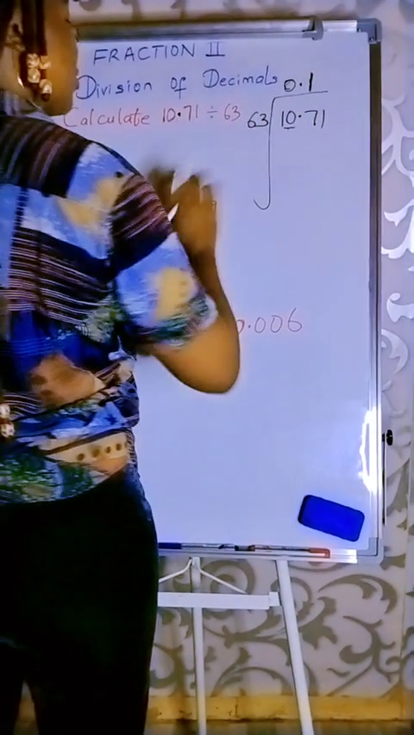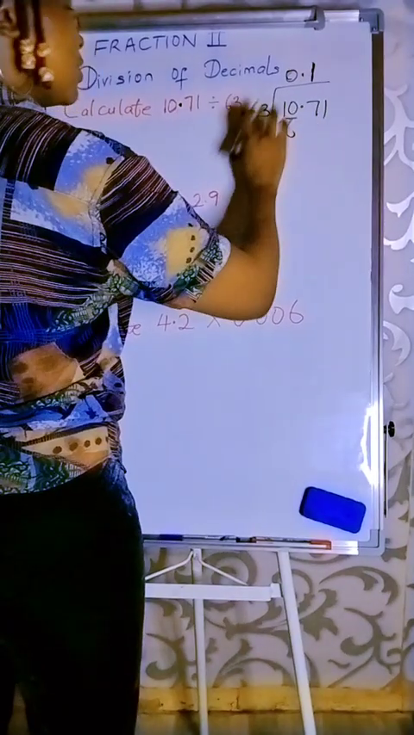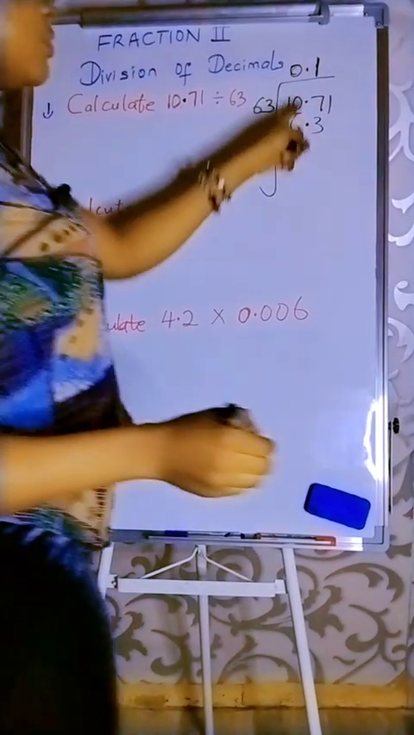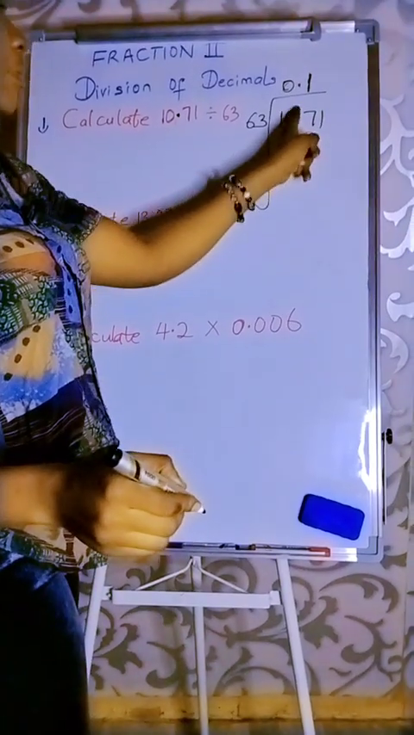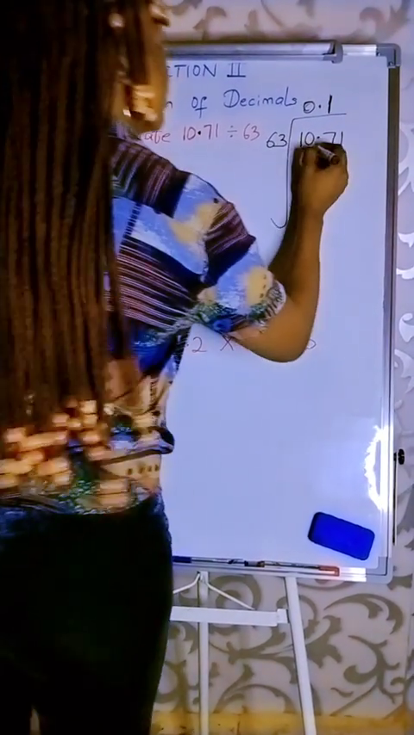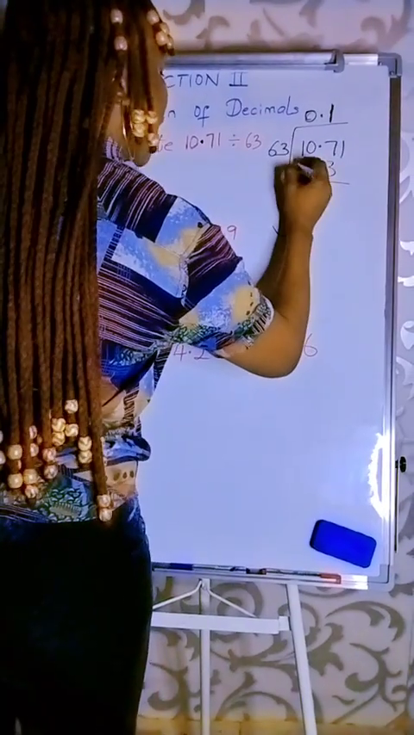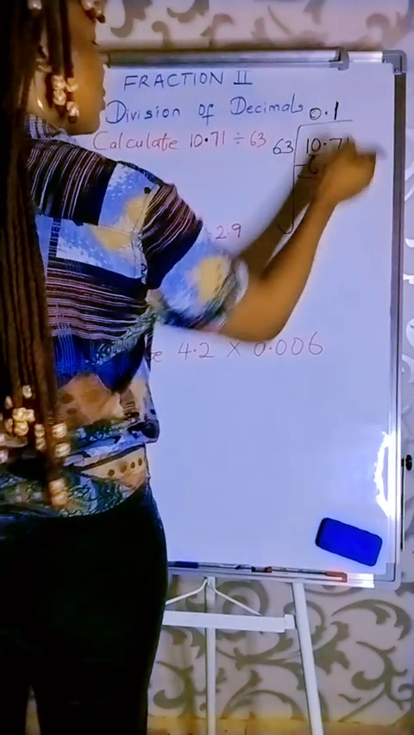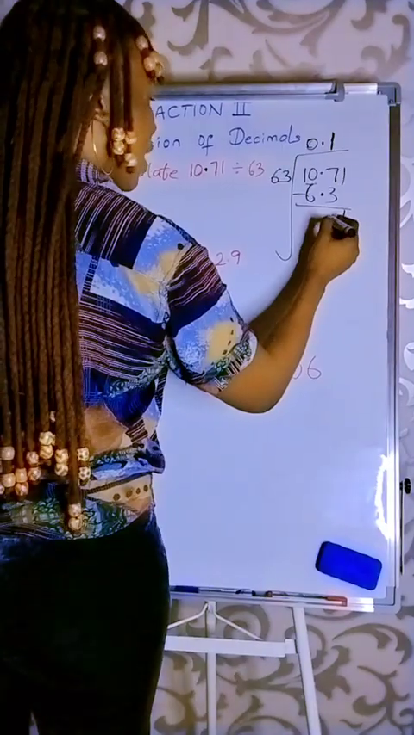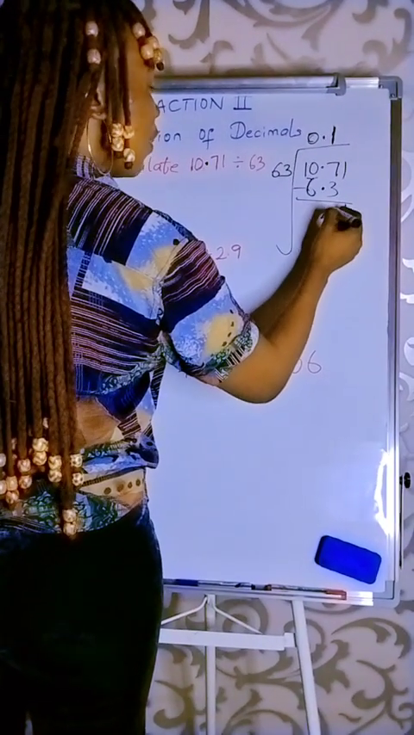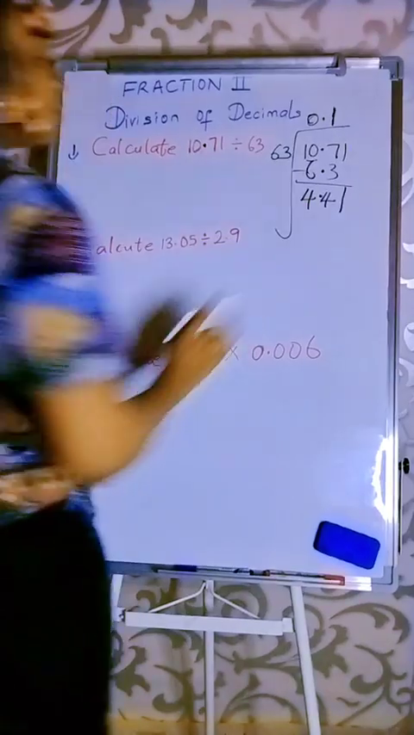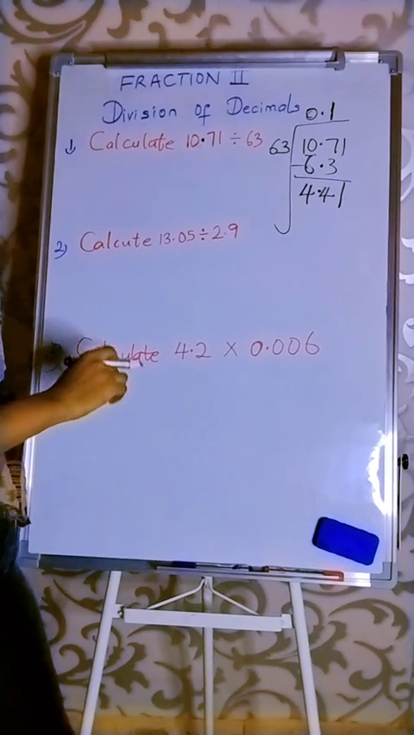So what is remaining? 63 times 1 is what? 63. Please, your decimal point should continue directly. You are not changing the position. So you subtract. When you subtract, what do you have? Bring down the 1. We have 10 minus 6, which is 4. Place your decimal point at this position.